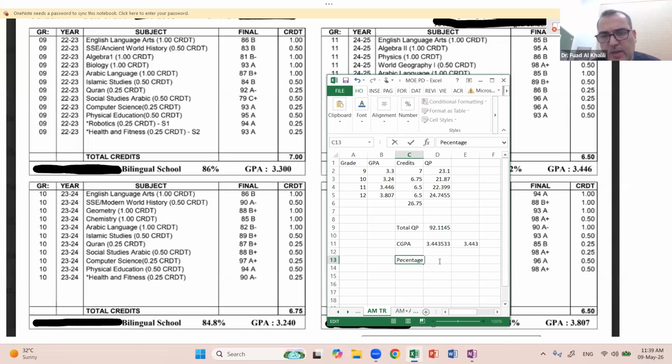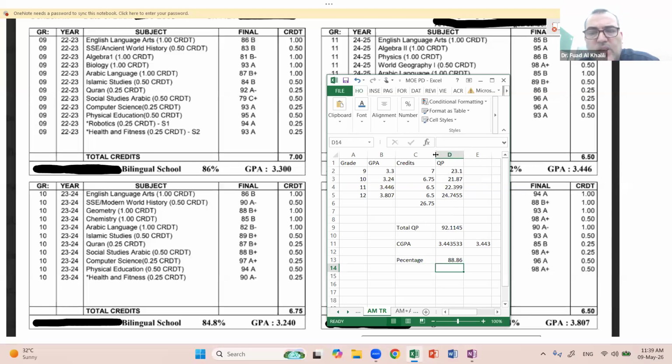What is the formula for the percentage again? The formula is (GPA plus 1) times 20, I think. Yes, I'm sure. We use parentheses so the calculator will not make a mistake. So the student got the final percentage that will go to the Ministry of Higher Education or for scholarships: 88.86. The cumulative GPA is 3.443, and the percentage is 88.86%.